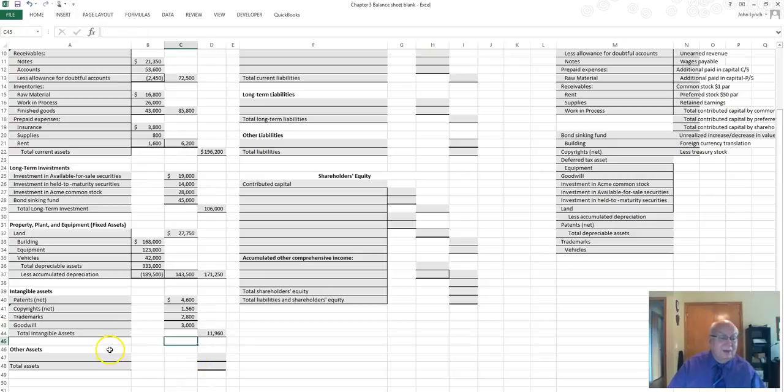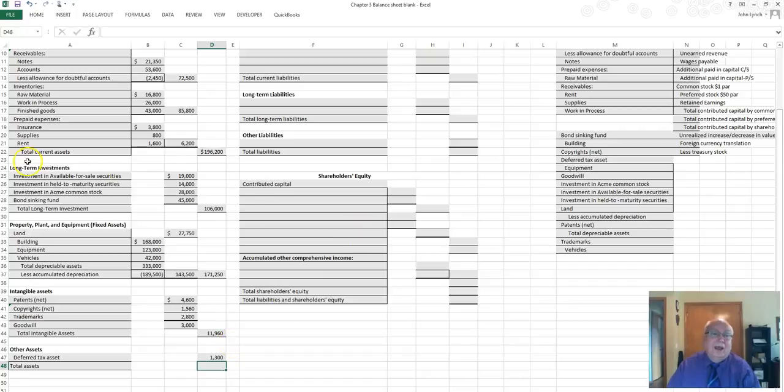There we go. Okay. Now, other assets. Other assets are the ones that don't fit anyplace else. An example of that would be basically your deferred tax asset. And it's another category. If it doesn't fit in the other 4 categories, it goes into other assets. And this is going to be 1,300.